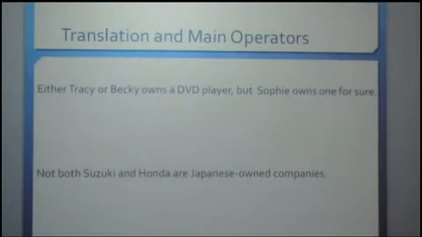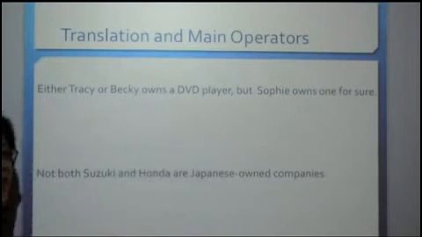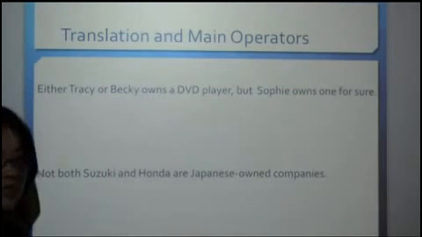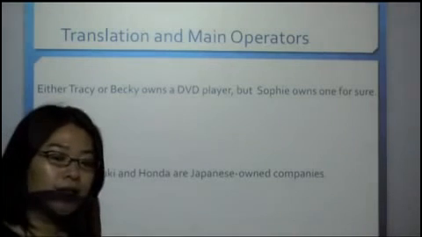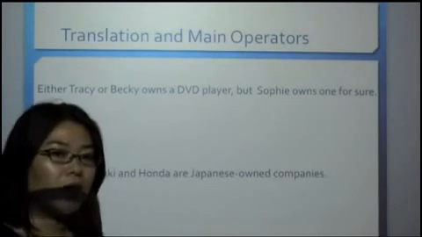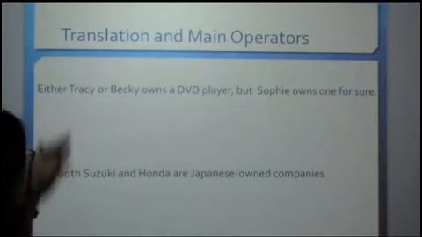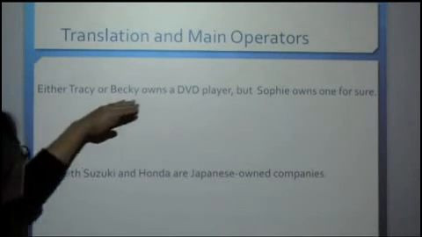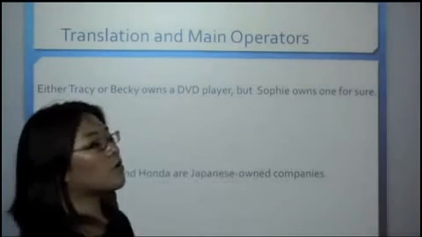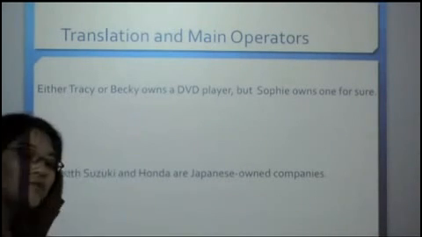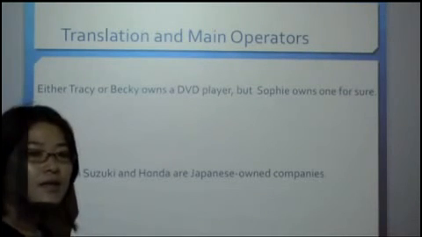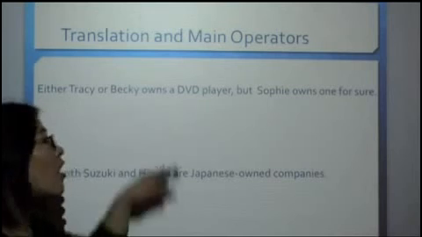Okay, so now let's look at some examples to kind of illustrate how we can translate statements from ordinary language into propositional logic, as well as identify the main operators, okay? So here we have two examples of compound statements, and we're going to first start with the first step, and that is to always identify the simple statements that make up the compound statement, okay? So here we have two statements. The first one reads, either Tracy or Becky owns a DVD player, but Sophie owns one for sure. Okay? Now the first step is to identify the simple statements that make up the compound statement.